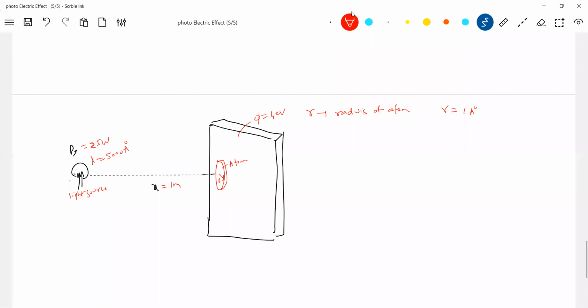Now for this, what is the method? First, we should calculate what is the intensity of light here. How much energy is incident at this point? So what is the intensity of light at this particular point? Power by 4 pi x square. Now first, what is the energy of a photon?